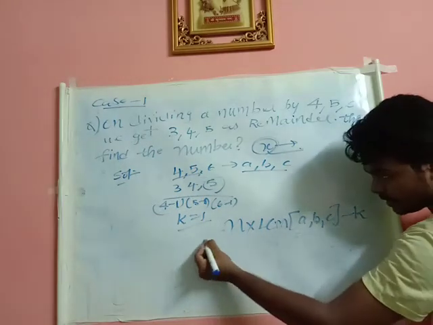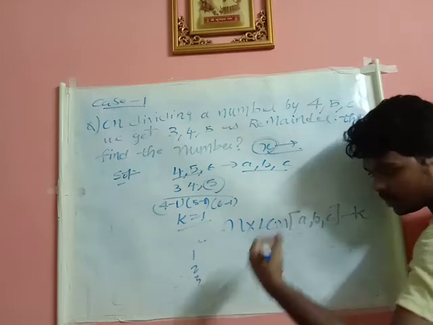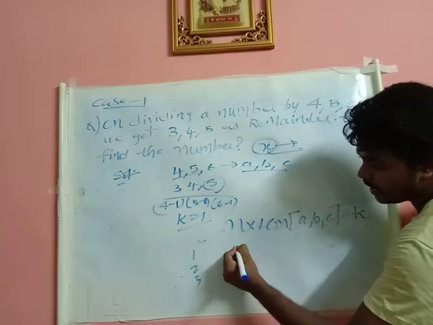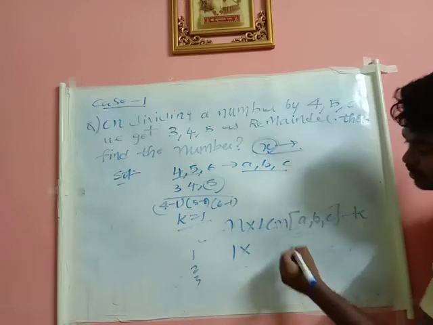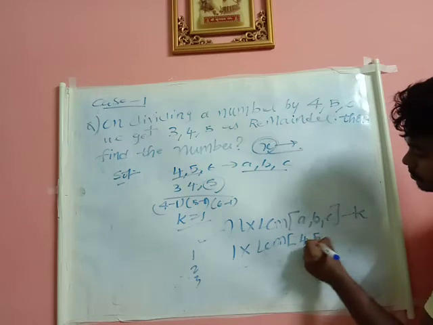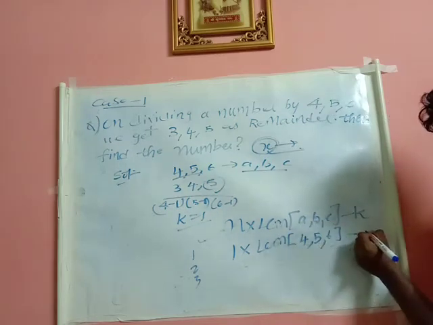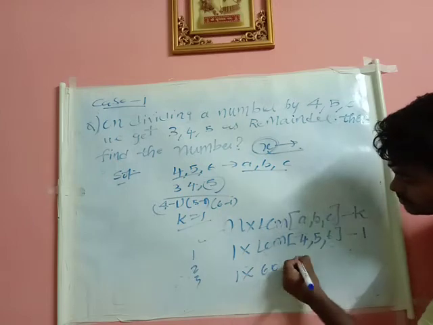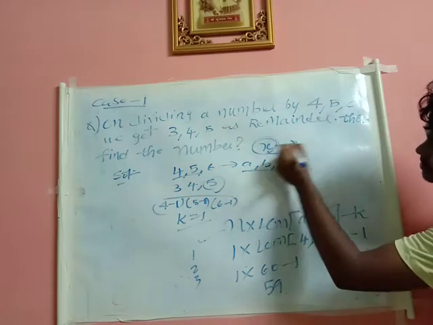What is n? You can take n as 1, 2, 3, whatever value you want. Let me assume that I have taken 1. So what is the LCM of 4, 5, 6? What is k? 1. So 1 into the LCM of 4, 5, 6, which is 60. 60 minus 1, 59. So the number x is 59.